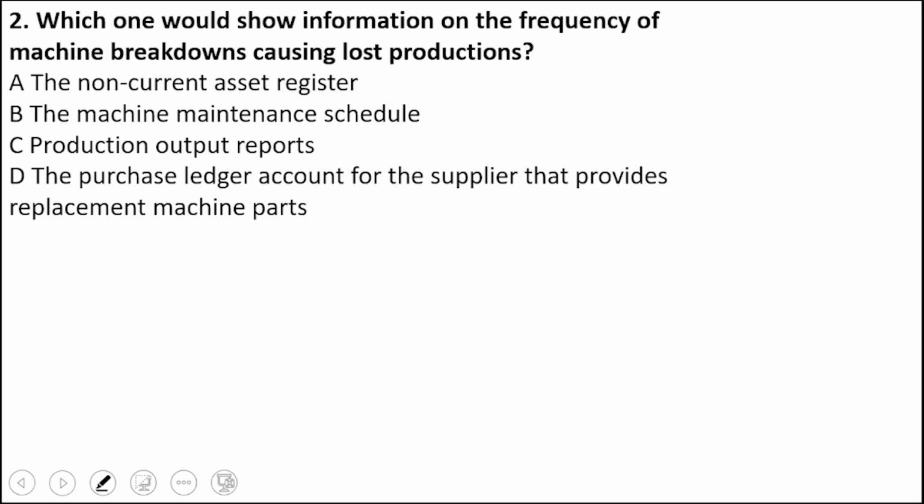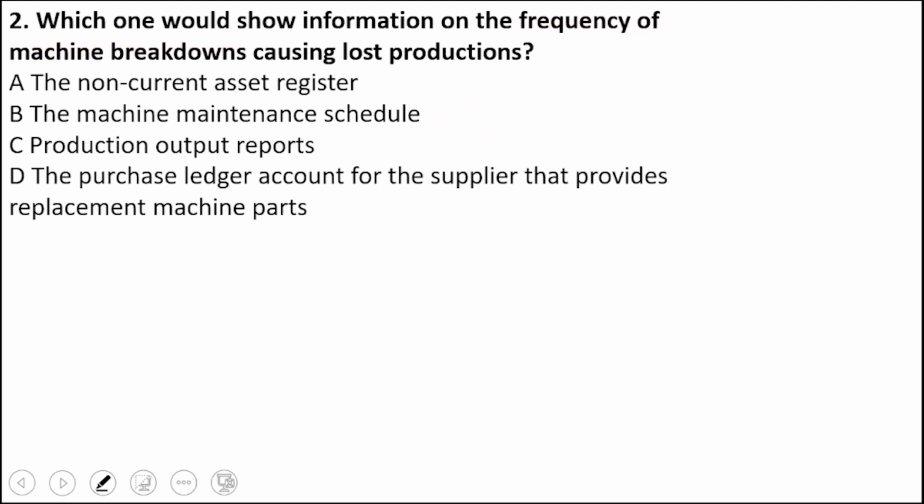Option B, the machine maintenance schedule. Now the machine maintenance schedule just shows in what frequency the machine has to be maintained, whether it is the next month or whether it is the next quarter. So it is only that information which is given in the machine maintenance schedule. So definitely it will not show the frequency of machine breakdowns.